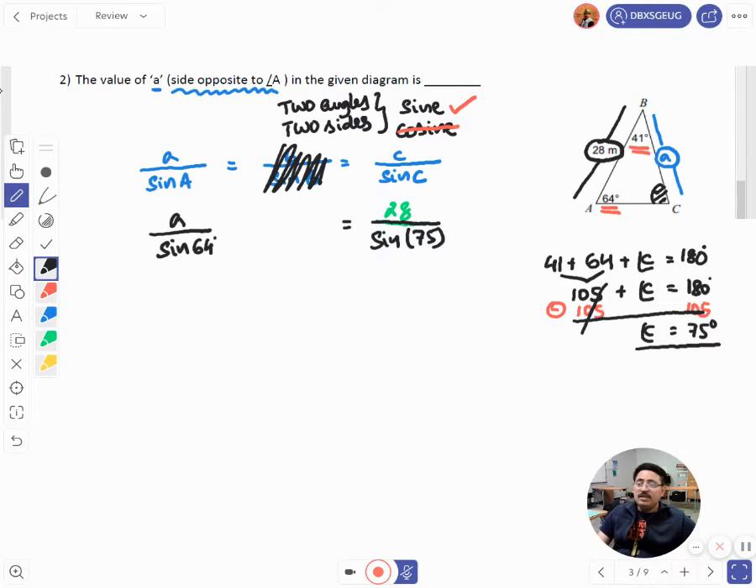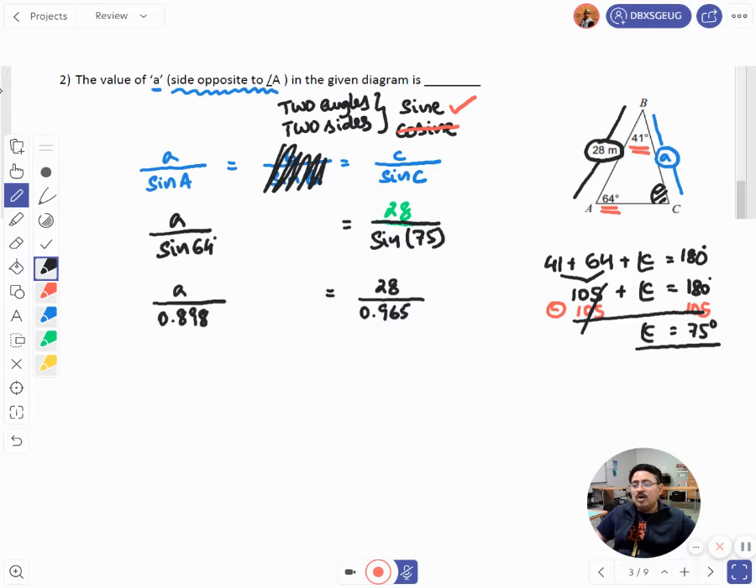Now, you may take the calculator, you may make use of Desmos. I'm using my TI-84. What is sine 64? Sine 64 is 0.898. So 0.898 equals 28 over sine 75. Sine 75 is 0.965.